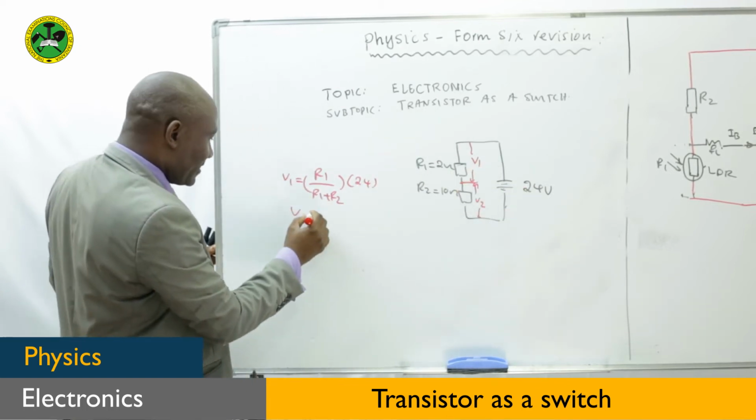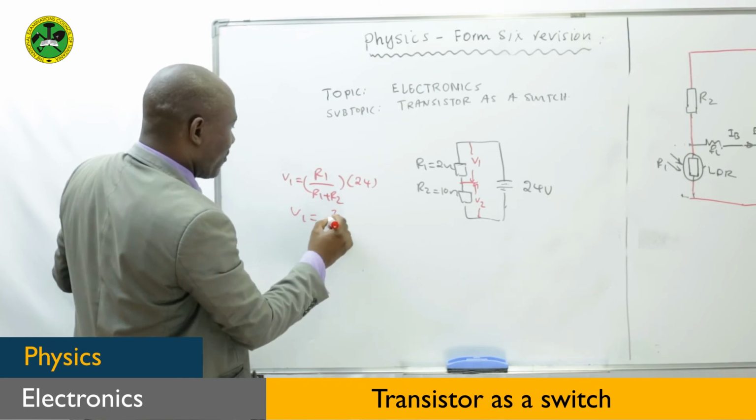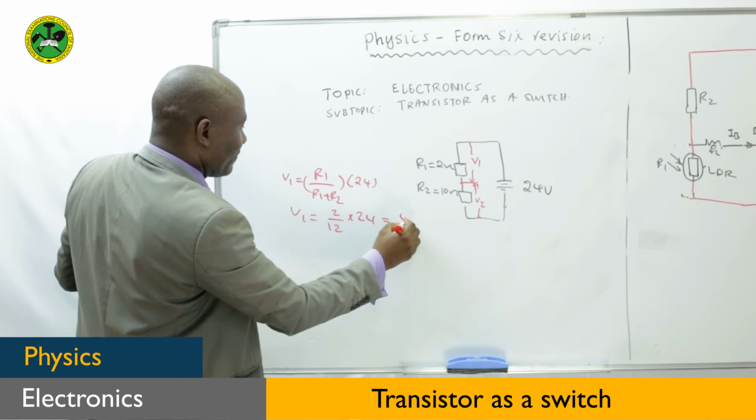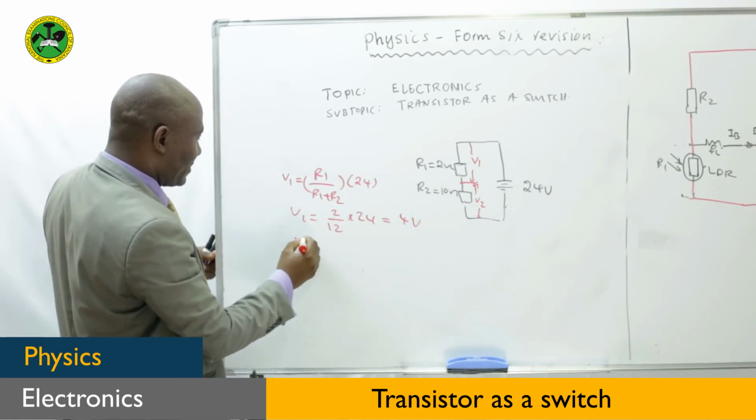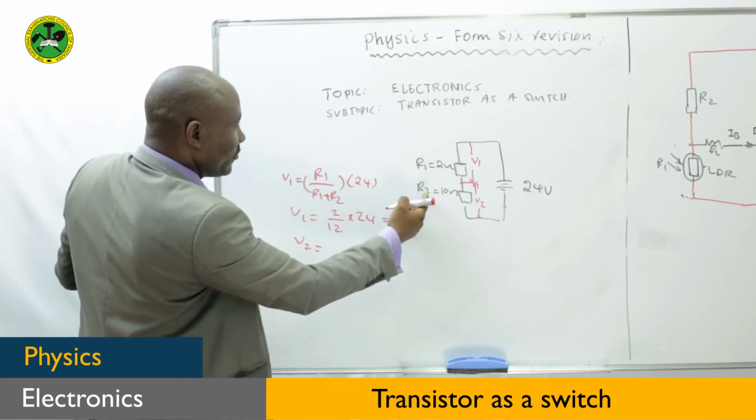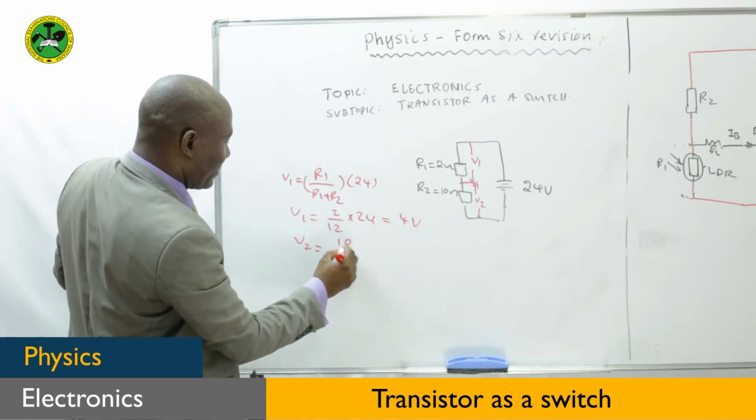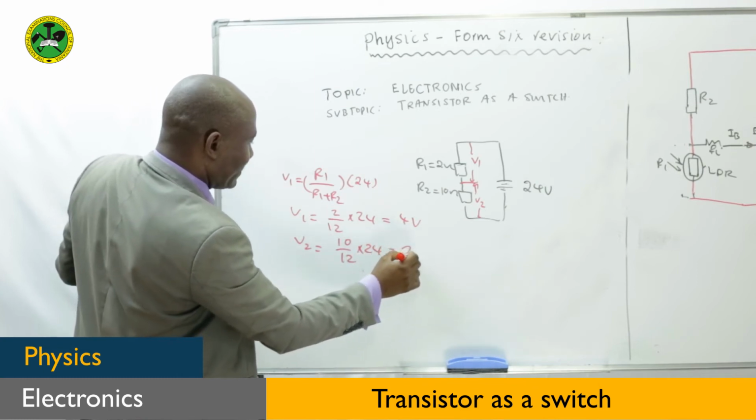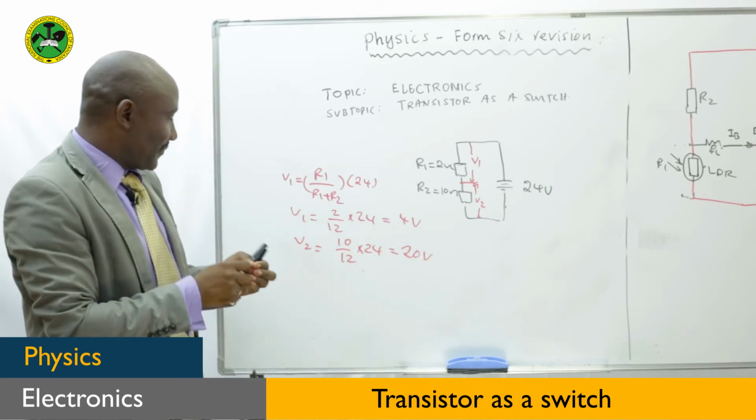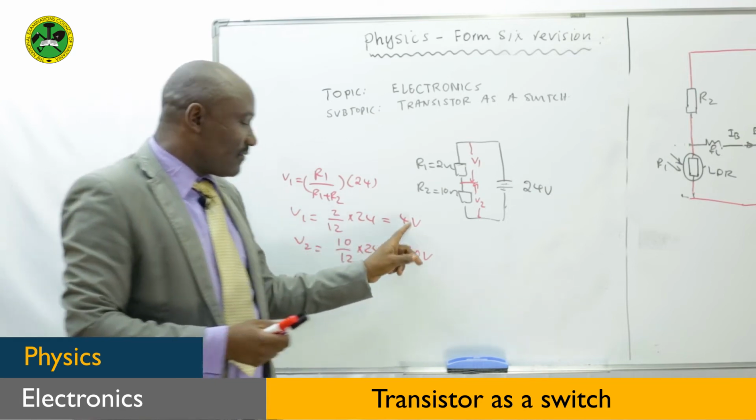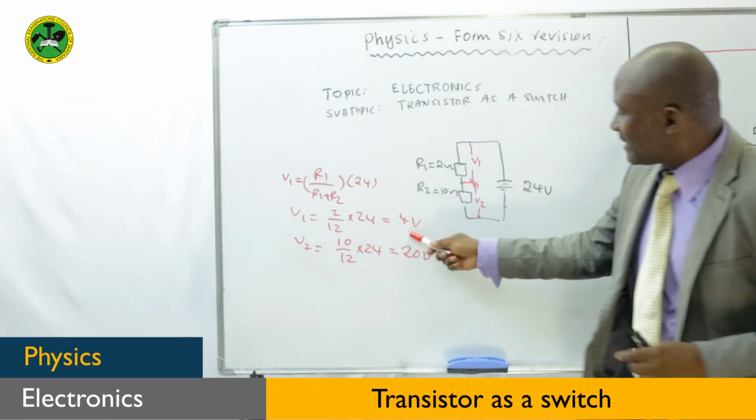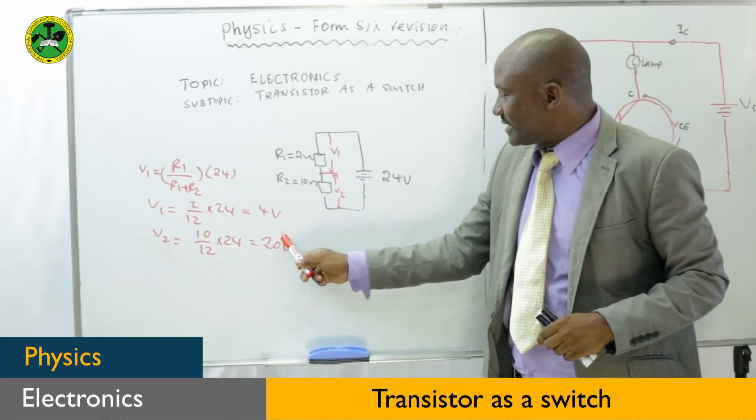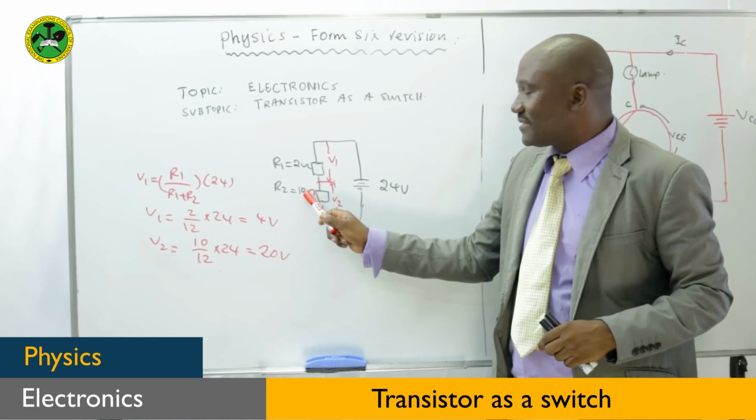So if you check, this is 2 over 12 times 24. This is 4 volts. So the remaining voltage, which is given by R2 over the total, which is 10 over 12 times 24, gives 20 volts. So you can see the voltage depends on the resistance. You can see this 20 volts has been supplied because the value of the resistance is high.